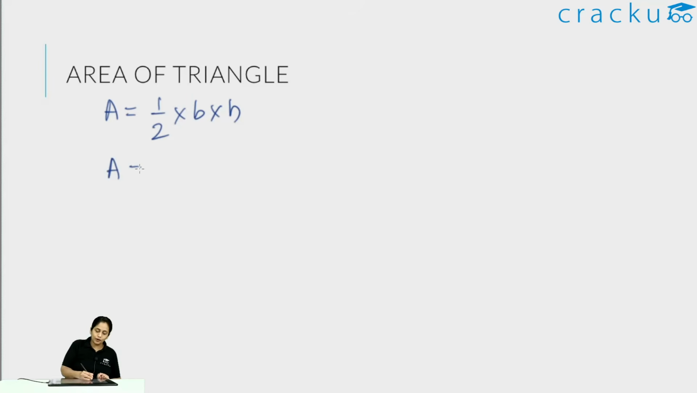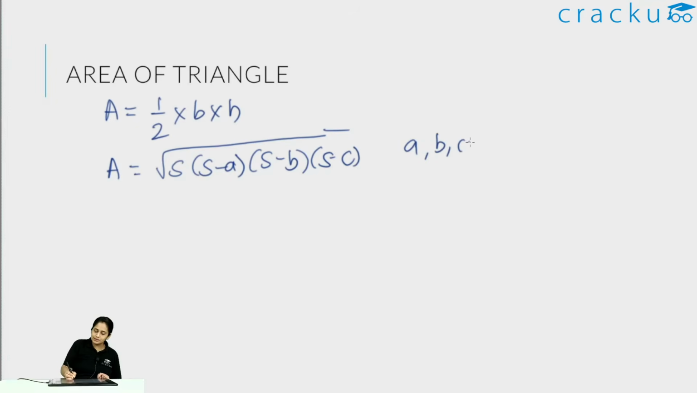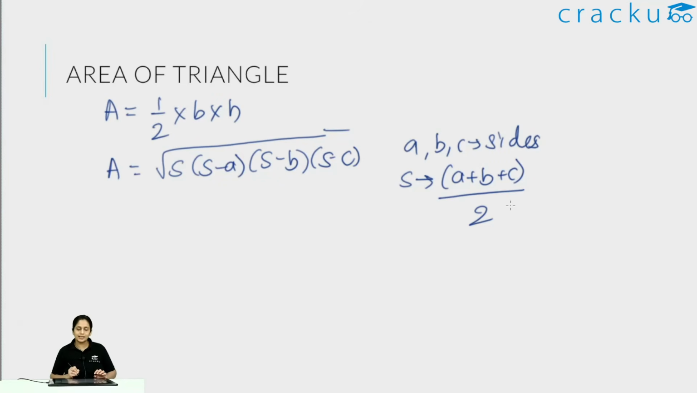Then there is Heron's formula. Heron's formula: area is equal to the square root of S into (S minus A) into (S minus B) into (S minus C). Here A, B, C are the sides of the triangle and S is the semi-perimeter. Semi-perimeter basically means the perimeter by 2, that is, (A plus B plus C) by 2. So if you have the 3 sides of the triangle, ABC, you calculate S using ABC, and then after you have S and ABC, you can calculate the area of the triangle.